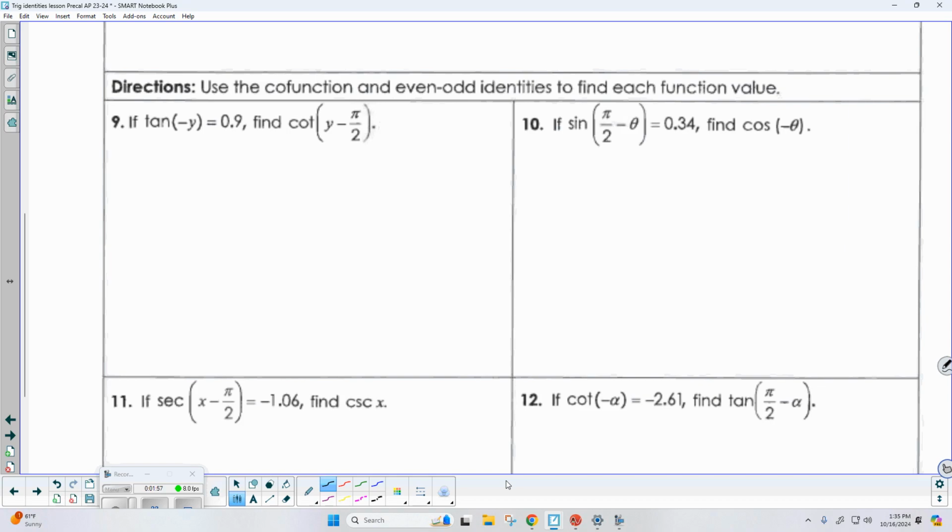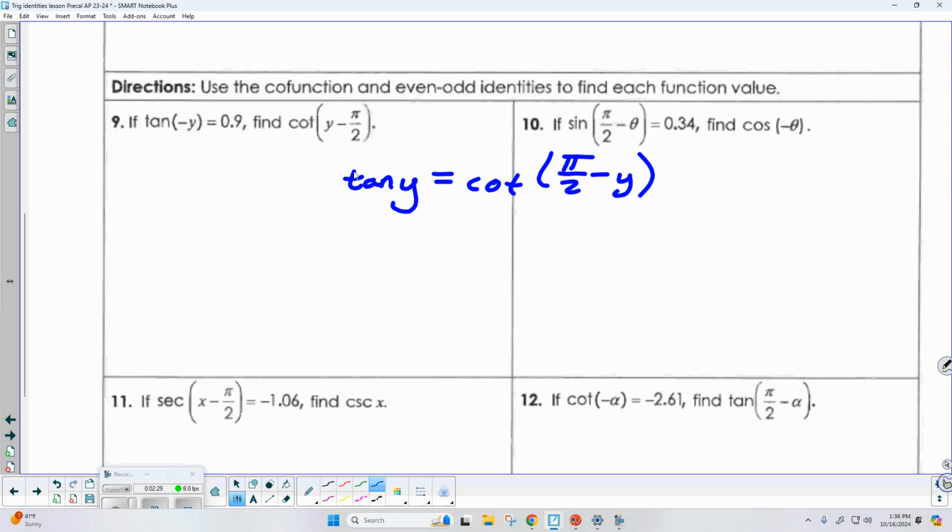Okay, well, because we're dealing with the cofunction identity, let's start by writing out the actual identity. We've got tangent and cotangent. So I'm going to go ahead and say tangent of y is equal to cotangent of pi over 2 minus y. Remember, the actual identity for cofunction is always, always, always going to be pi over 2 minus your variable. So this is the actual identity.